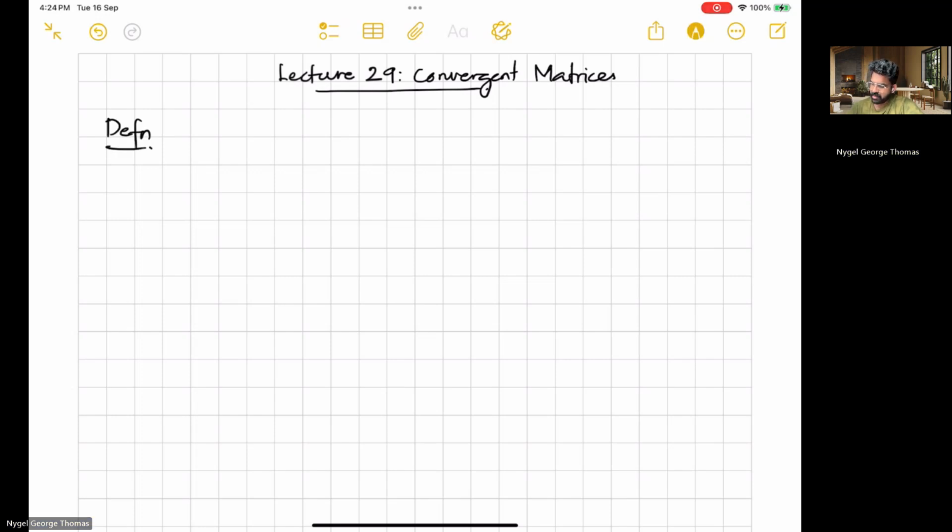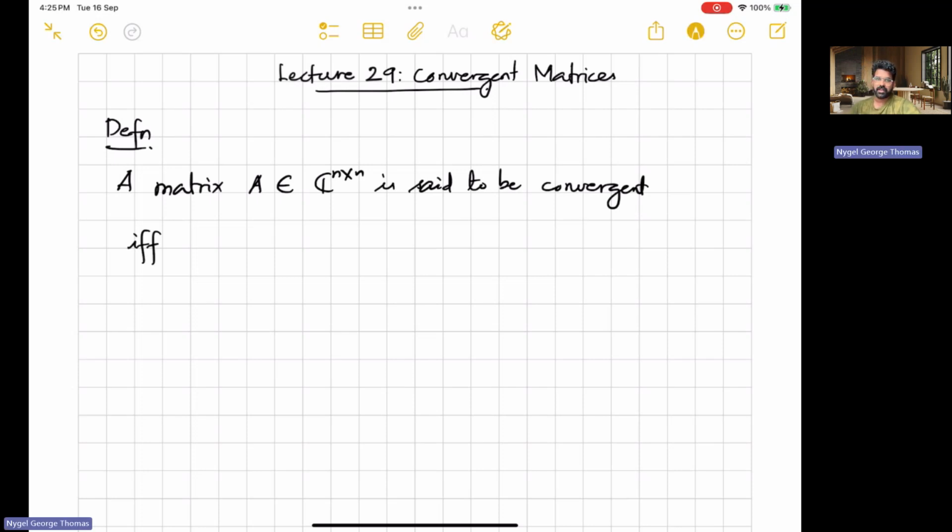Definition: a matrix A belonging to C cross N, C to the n cross n, is said to be convergent if and only if the limit as k tends to infinity of A raised to k is equal to 0.